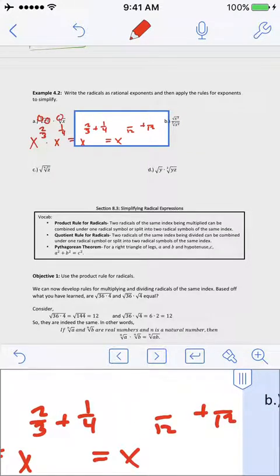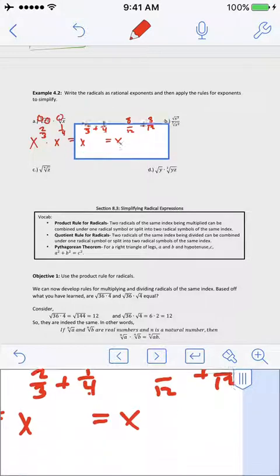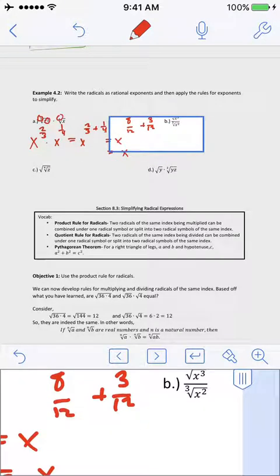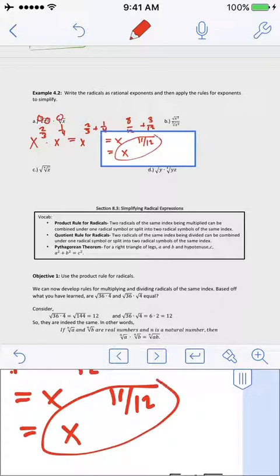Let's see, to get that to be a 12, I had to multiply by 4, so the 2 is now multiplied by 4, and I get 8. That one I needed to multiply by 3, so I get 3. Looks like it's equal to x to the 8 plus 3, which is 11/12. That is my final answer.